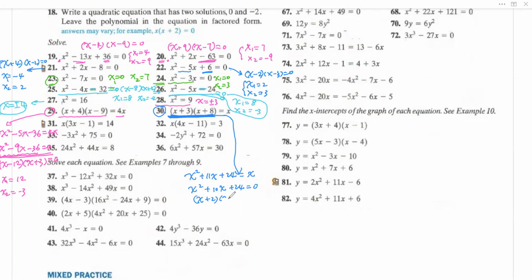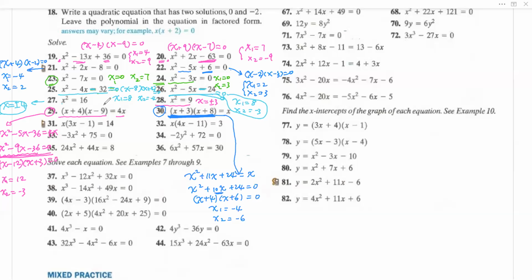Plus 2, plus 8. Oh, sorry, I'm wrong. What numbers do we got? 4 and 6, right? We need 4 and 6. It's correct: (x plus 4)(x plus 6). So 24, and the rest is 10. So 6x and 4x, you got 10x here. So one of them is what? Negative 4. And the second one is negative 6. All right.